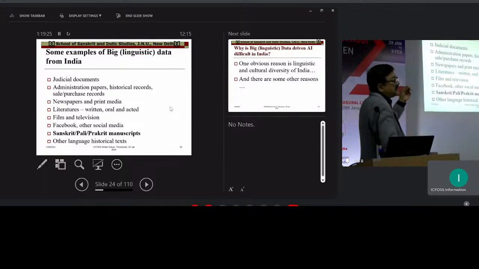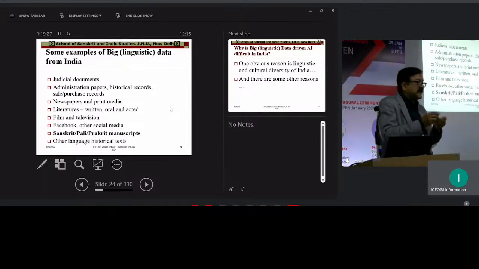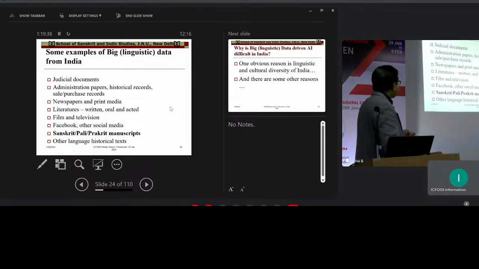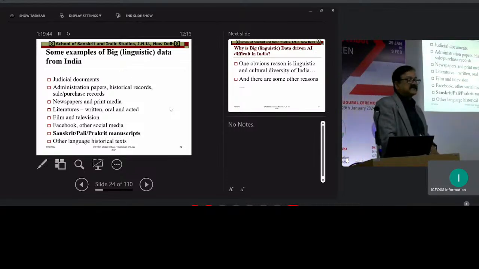Oral literature: there are many tribal communities, they don't write. They only construct literature orally. The songs are oral, the stories are oral, novels are oral, performances are oral. So all those documents, and film and television, Facebook, social media, and then we have our maximum number of manuscripts, Sanskrit polygraphy. A huge amount. Someone told me that there are millions of manuscripts still waiting to be digitized. So AI has to digitize those manuscripts also, right?